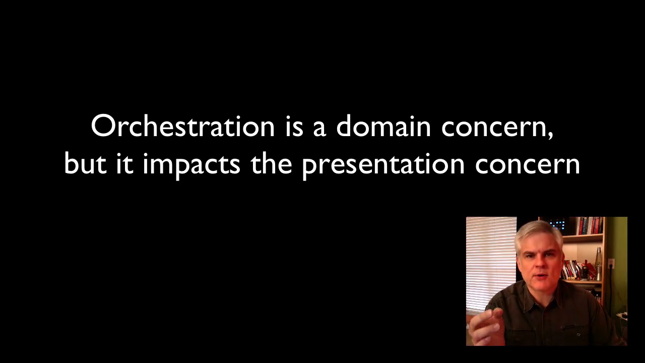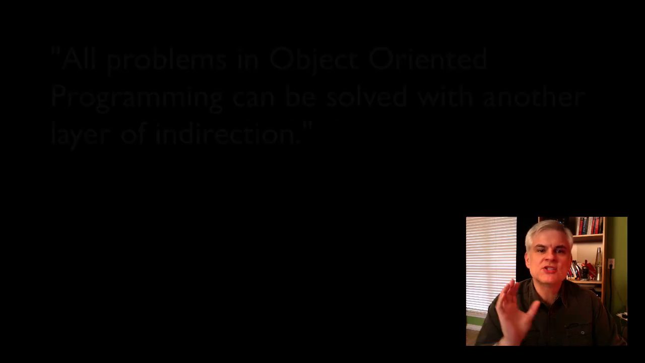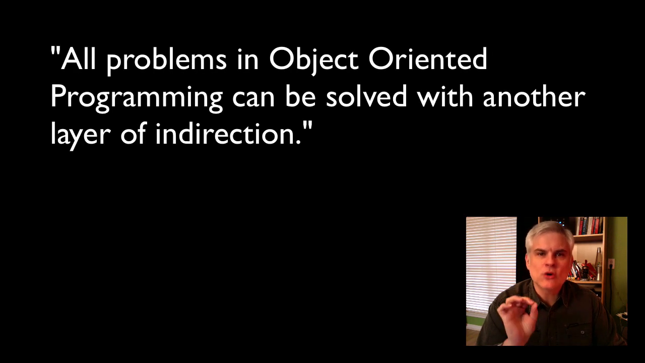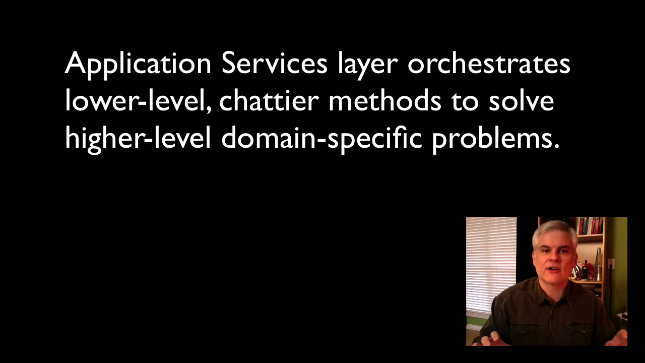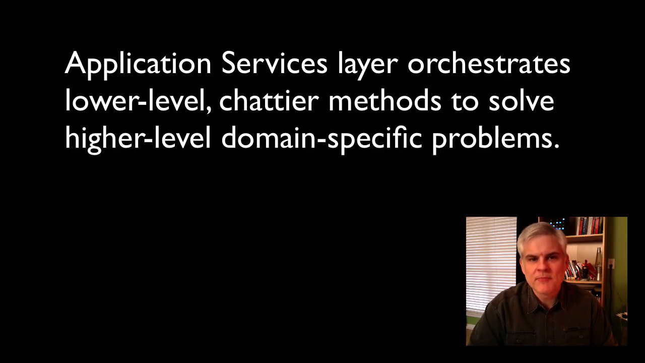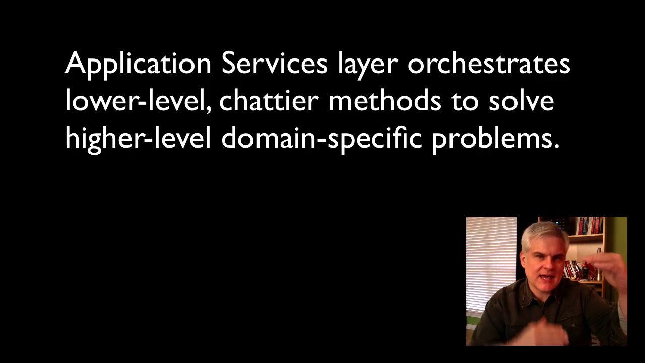So to solve this problem, we introduce another layer. Its job is to coordinate and orchestrate the lower level classes and method calls in the domain layer to solve specific problems. And that's why we introduce this application services layer, also known as the application facade layer, and probably known by other names as well, but something between the domain and the presentation layers. The presence of an application services layer prevents another layer like the presentation layer from knowing too much about how the domain layer does its work.